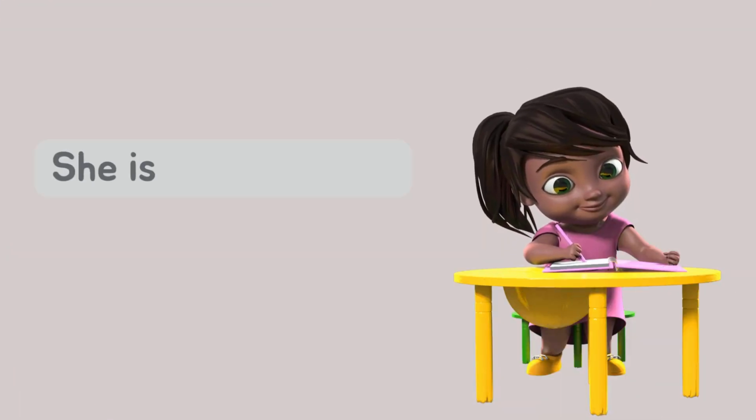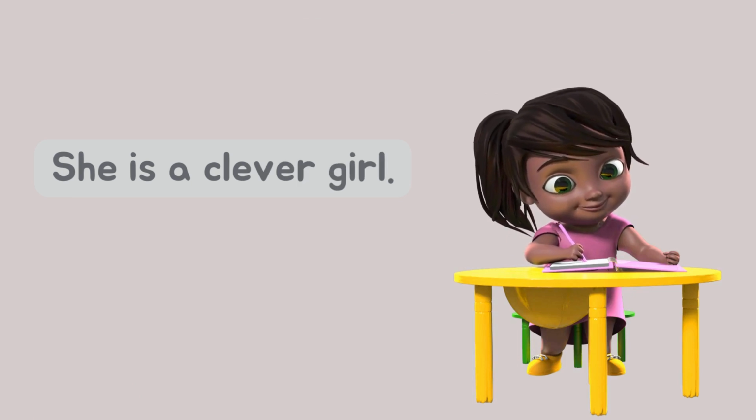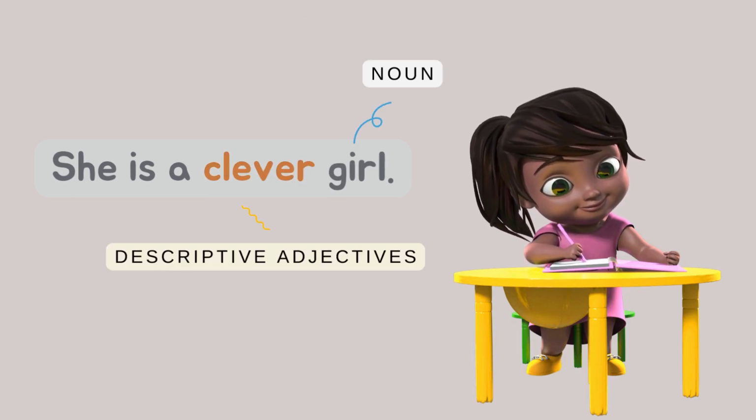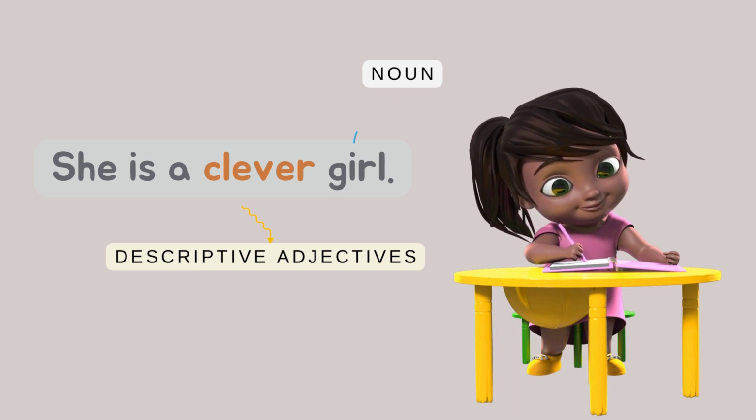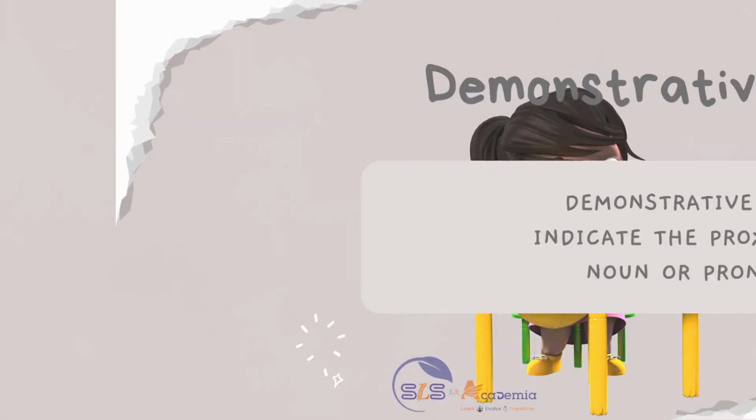Let us see another example. She is a clever girl. In this sentence, the word she is a pronoun. Girl is a noun and the word clever is describing the noun girl. So clever is an example of a descriptive adjective.